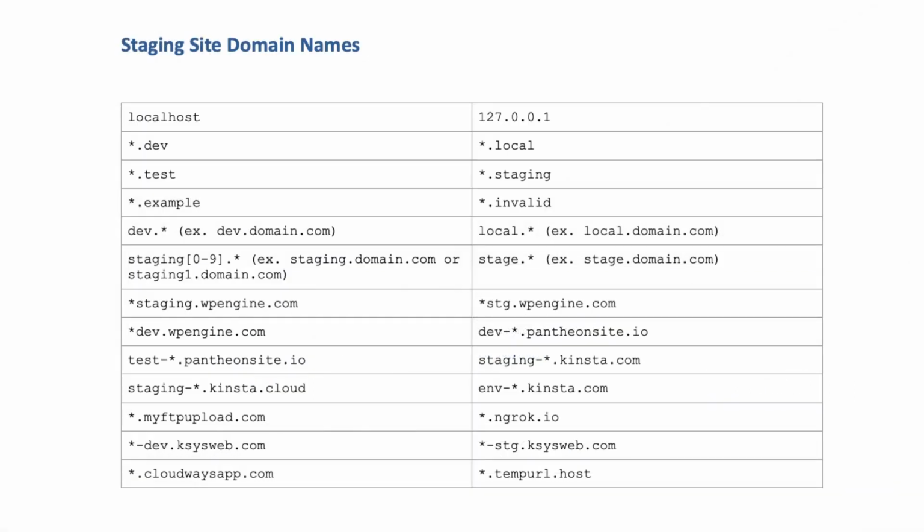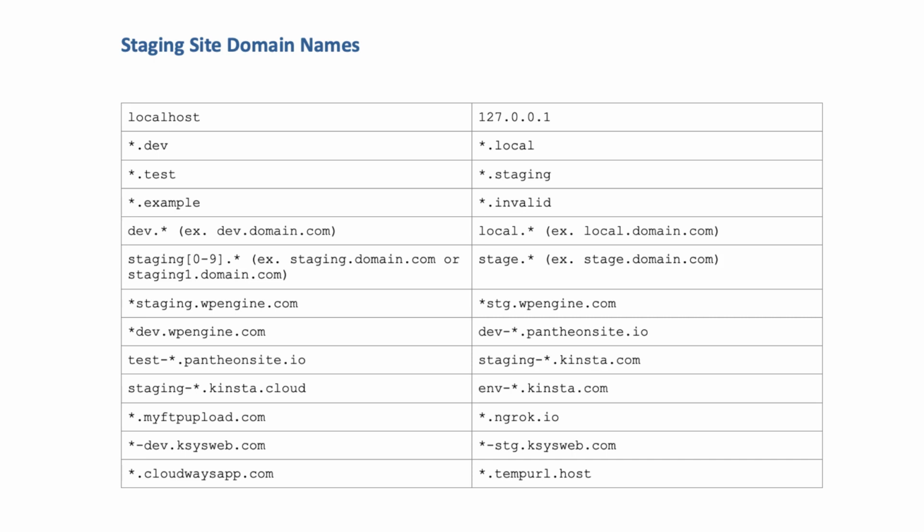Your staging site must use one of these supported domain patterns. These include common options like localhost and 127.0.0.1 for local development. You can also use .dev, .local, .test, .staging, .example, and .invalid domains. Specific patterns are supported for WP Engine and Pantheon hosting, as well as Kinsta. Hosting providers can request new domain patterns via Wholesale Suite support, and each license permits up to 3 staging site activations.